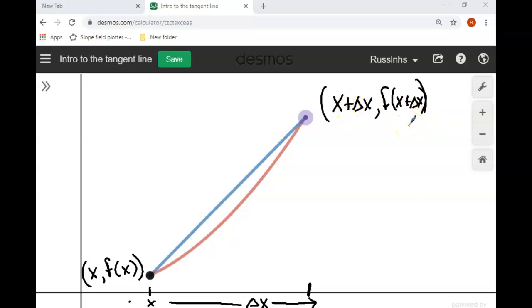So what would my slope formula be here? It would be f of x plus delta x. Good. Minus f of x. There you go. So let's stop there for a second. y2 minus y1. You guys are writing this with me at this point, right?